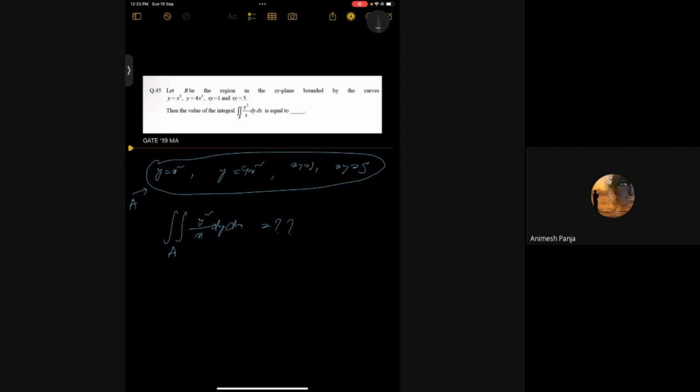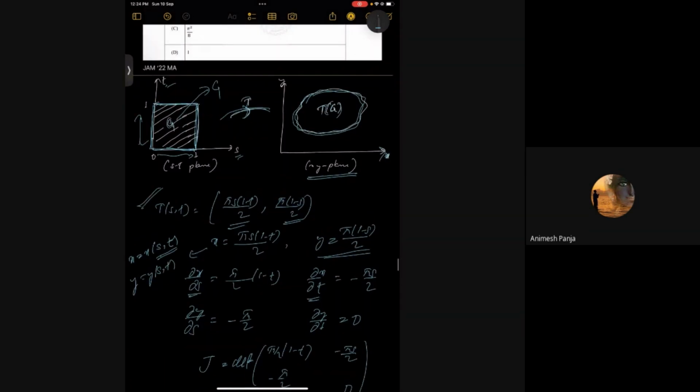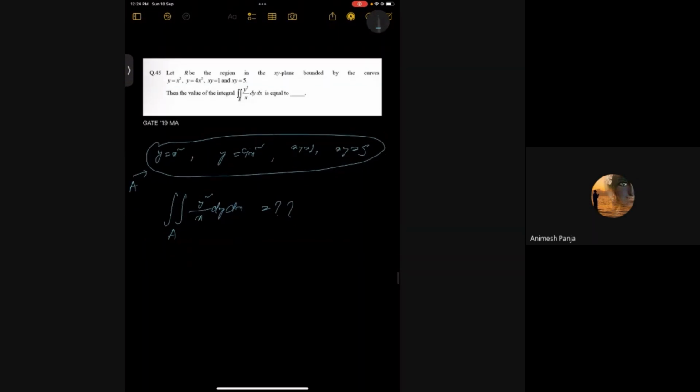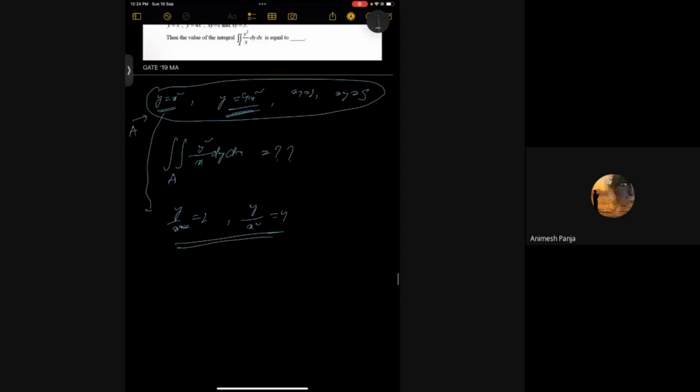So there is no easy way of doing this double integral, right? It's not as simple as the double integral that we have here. If you look, this was pretty simple. Everything was simple, but now it's not simple. So let's go about trying to change the coordinates, trying to change the variables. See, there's a certain pattern here. Y equal to x squared, you can write it as y by x squared equal to 1. And y equal to 4x squared, you can write as y by x squared equal to 4. Here xy equal to 1 and xy equal to 5.